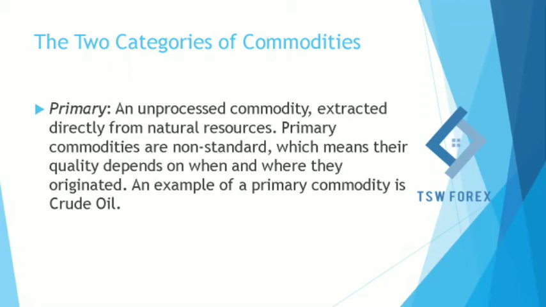Primary commodity. A primary commodity is an unprocessed commodity extracted directly from natural resources. Primary commodities are non-standard, which means their quality depends on when and where they originated. An example of a primary commodity is crude oil. So of course, it's where you get the crude oil from, or the country that you get it from, and the time. For example, maybe seasons or weather conditions affect the quality of this. So that's the primary commodity.